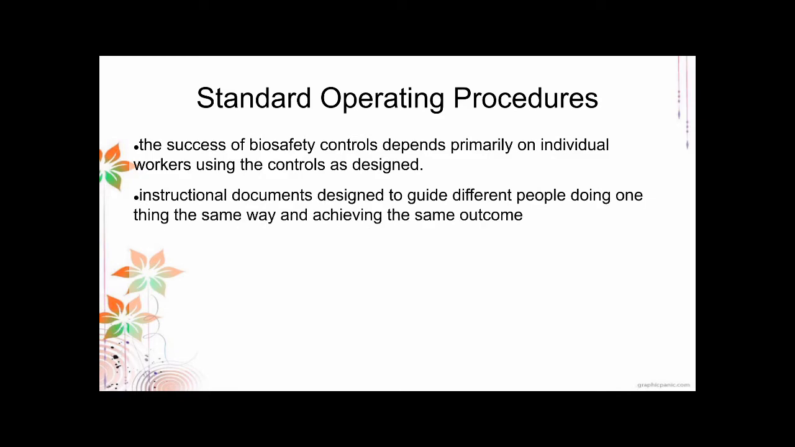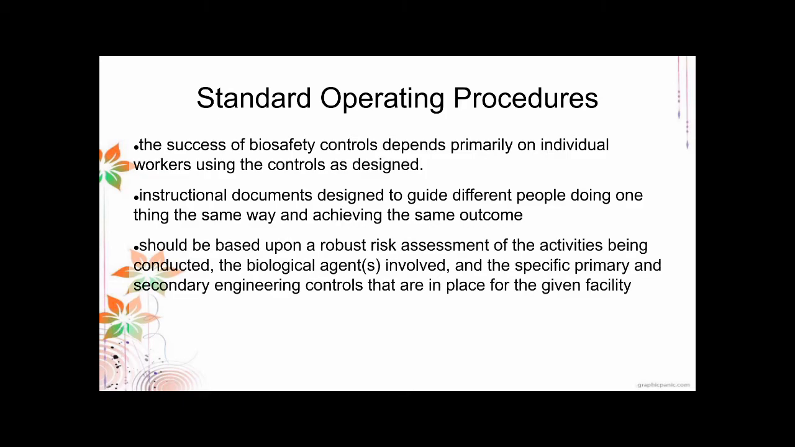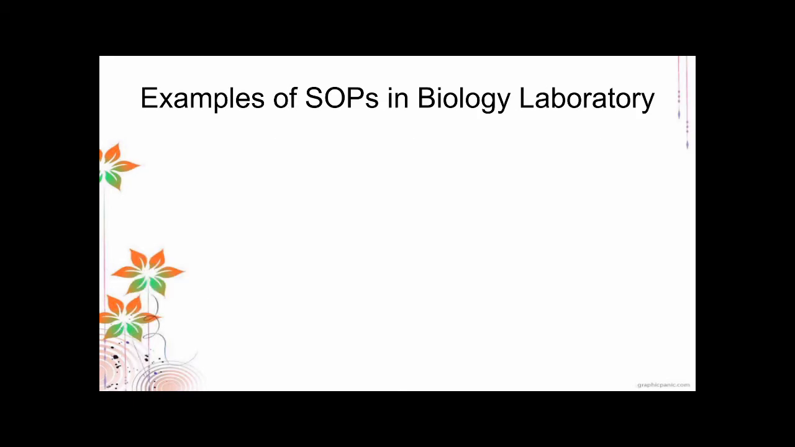SOPs are instructional documents designed to guide different people doing one thing the same way and achieving the same outcome. It's also for quality control so that you get consistent results. It should be based on a robust risk assessment of the activities being conducted, the biological agents involved, and the specific primary and secondary engineering controls in place for the given facility.